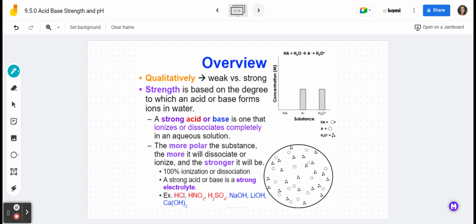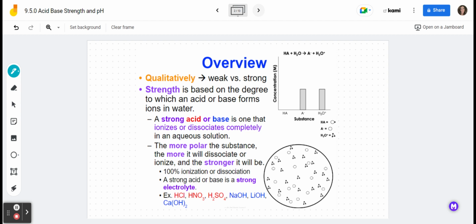Well, strength is based on the degree to which an acid or base forms ions. So it has nothing to do with molarity per se, but rather the nature of the acid or base. Some acids or bases will dissociate more than others. So a strong acid or base is one that ionizes or dissociates completely in an aqueous solution.